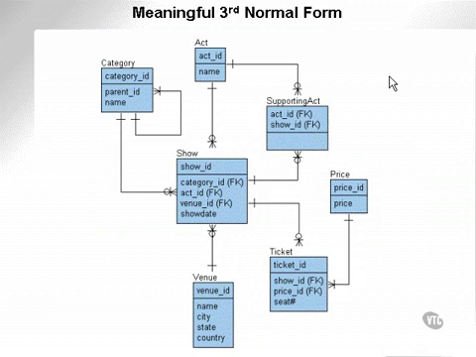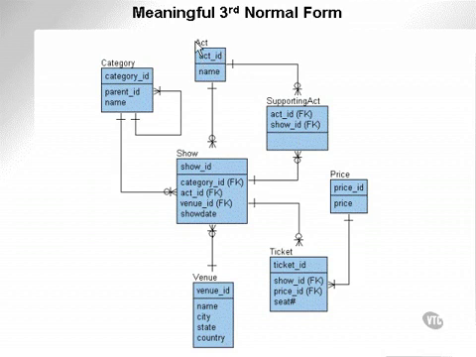Meaningful third normal form. What do I mean by meaningful third normal form? Take this example. I have a database or a table structure which represents, for instance, pop concerts or pop acts doing many shows at many venues all over the country. They have supporting acts. Quite often, not always, but quite often. A supporting act is also an act.